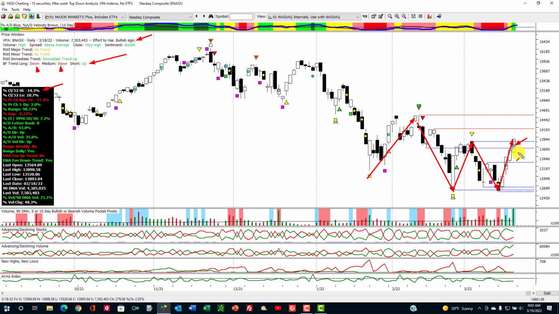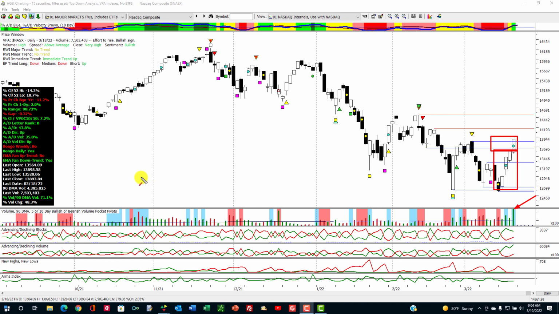We see strength over here. Let me take this off of here and put a frame around here. Yesterday I said these were 3 white soldiers, which they are. They closed near their high. What do we have now? We have 4 white soldiers with the effort to rise on 2 of the 4. We had strong volume yesterday, but yesterday was either triple or quadruple witching. I can't remember. But anyway, it was a big options expiration day, which is going to add to the volume.